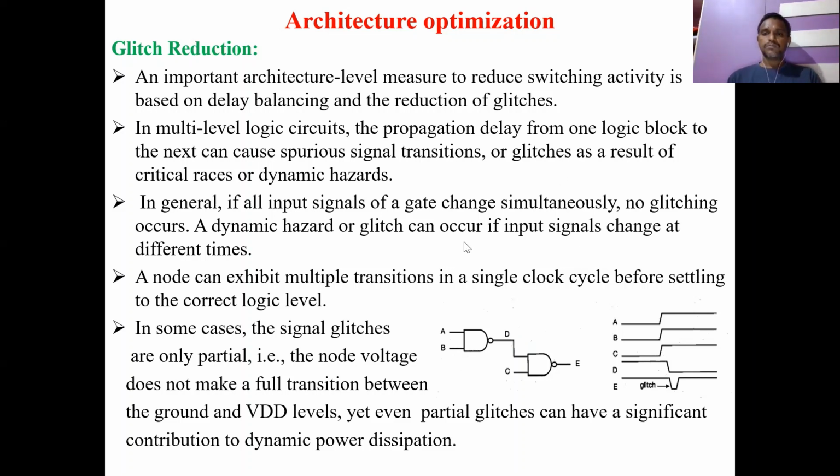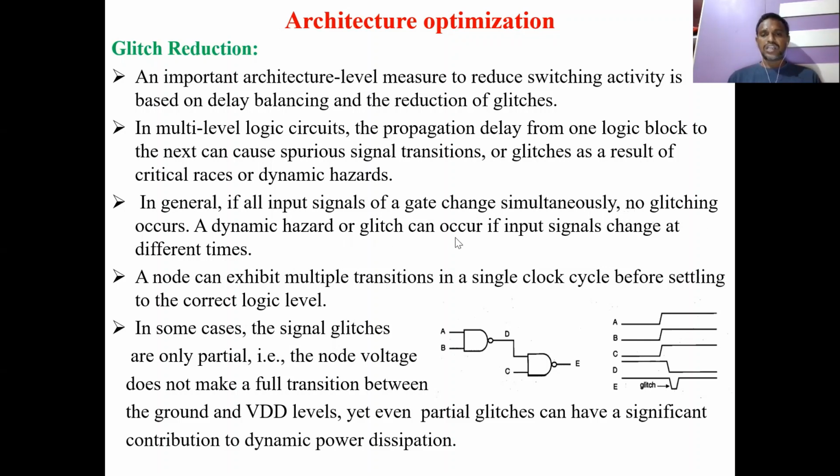Because of the delay in the input reaching the input node, there will be a problem. We cannot get the proper output. That process is called critical races or dynamic hazards. Here I have considered this example and explained how the glitches are obtained. The consequences that take place due to that are critical races or dynamic hazards. In general, if all the input signals of a gate change simultaneously, no glitching occurs.